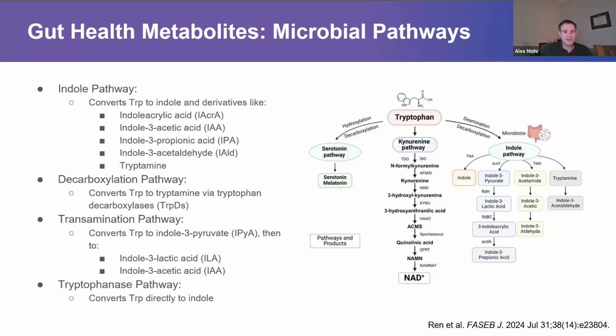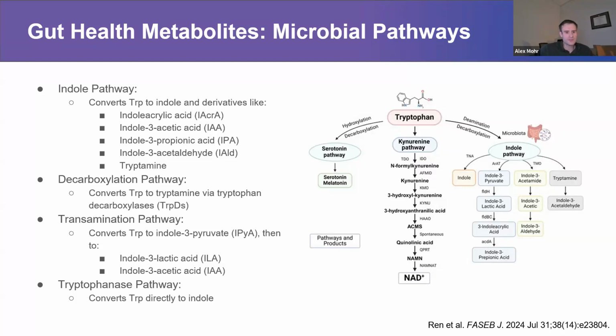So there are many different derivatives. Some can be beneficial, others can be problematic. Metabolites like indole propionic acid and indolactic acid have been associated with anti-inflammatory effects, which may help protect against various inflammatory conditions in the gut.